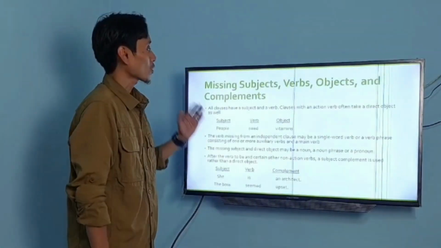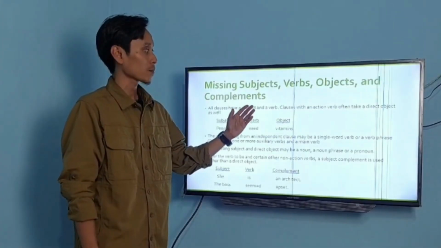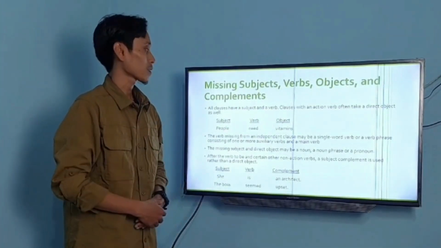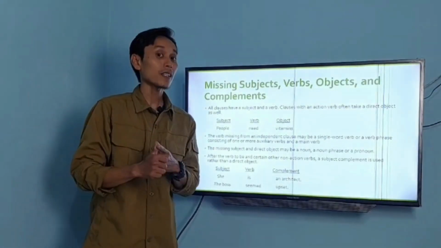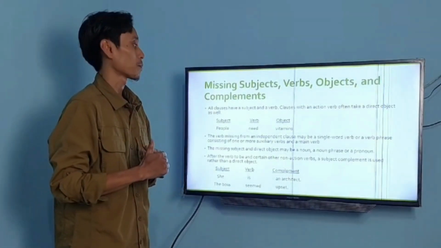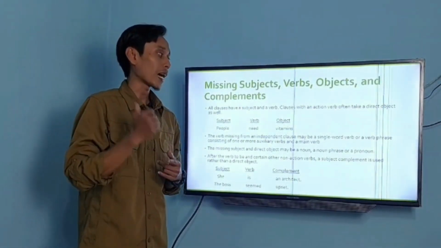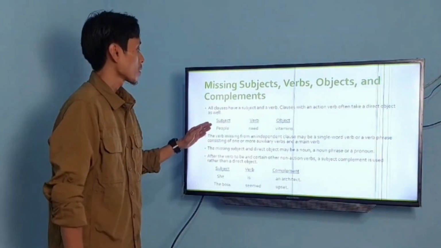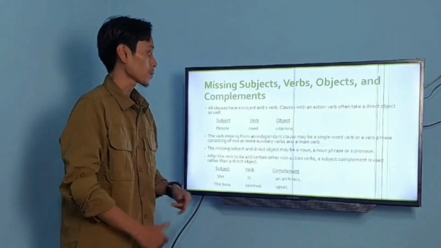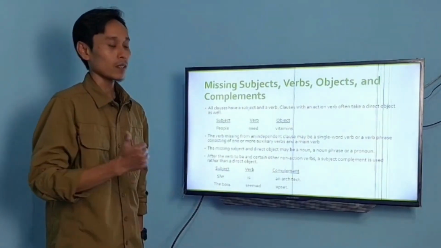Next, we're going to talk about missing subjects, verbs, objects, and complements. All clauses have a subject and a verb. Clauses with an action verb often take a direct object as well. For example, subject, people, verb, need, and object, vitamins.